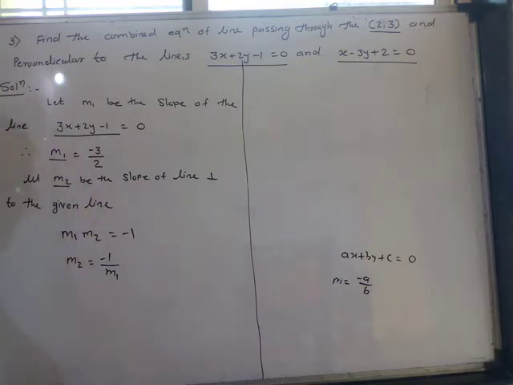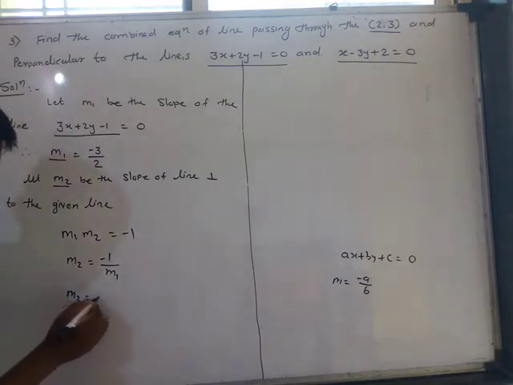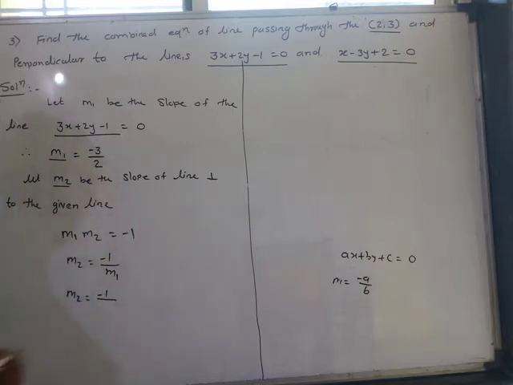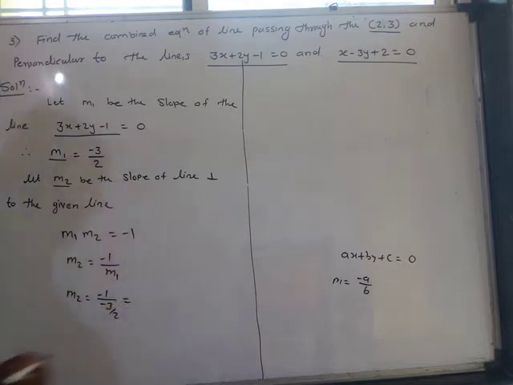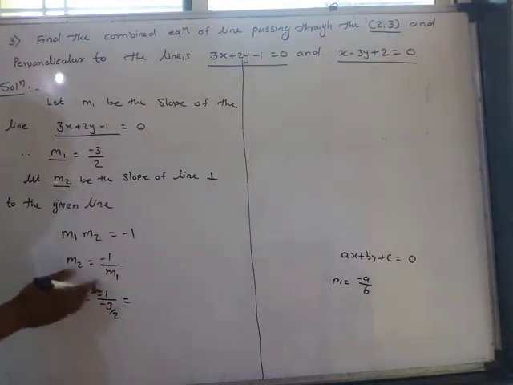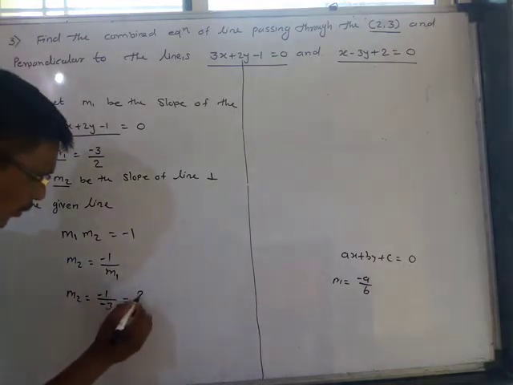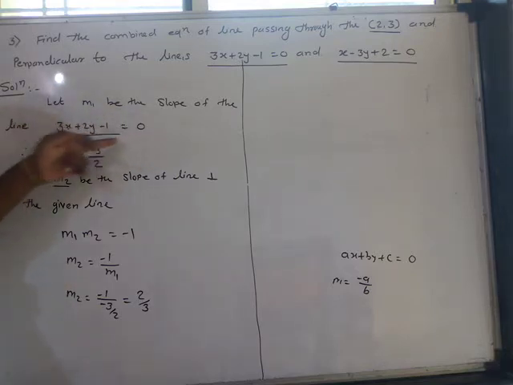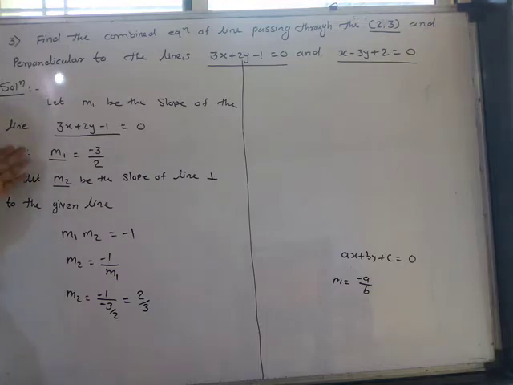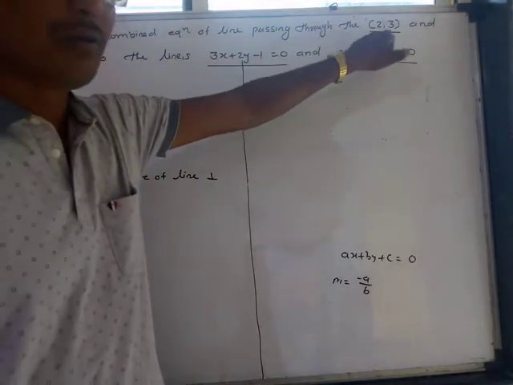So put the value of m1. So m2 is equal to -1 upon m1, that is -1 divided by -3 by 2, and this is equal to माइनस माइनस प्लस, भागिले उलट गुणिले, so 2 by 3. m2 is 2 by 3. Now this is the slope of the line perpendicular to this line. Now our second condition is that the line is passing through (2, 3).